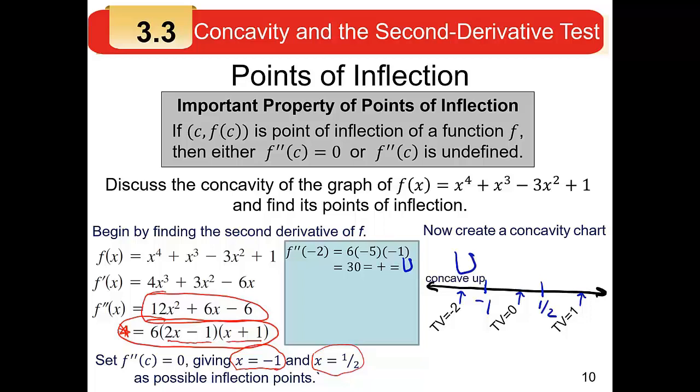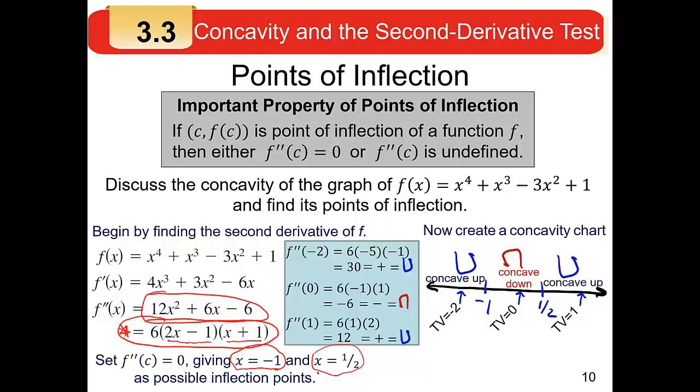Then you move to the second test value, which is 0. You plug 0 in, you end up with -6. Again, the main thing you're interested in is that it's a negative number, which means you're concave down. And then finally, your last test value is 1. You plug that in, you end up with 12, which again is a positive number, which means it's concave up.